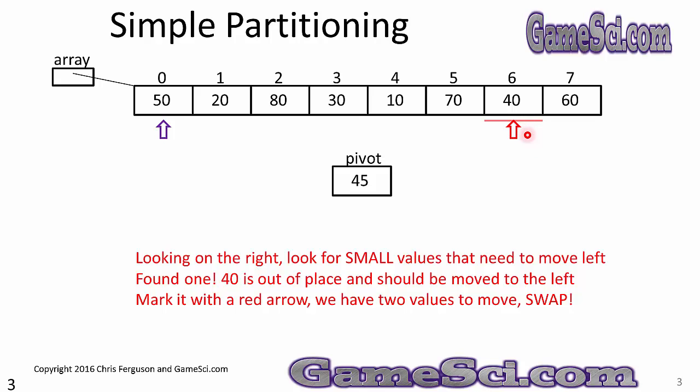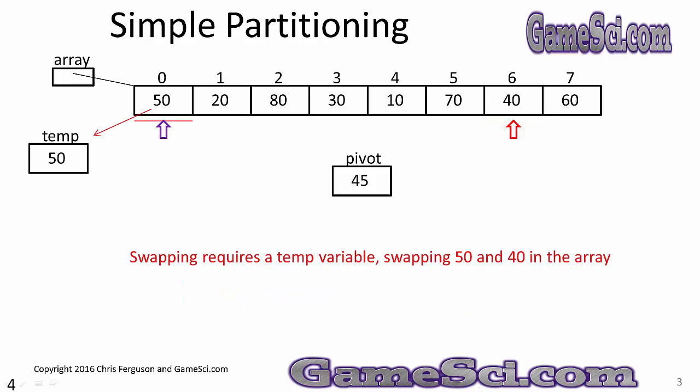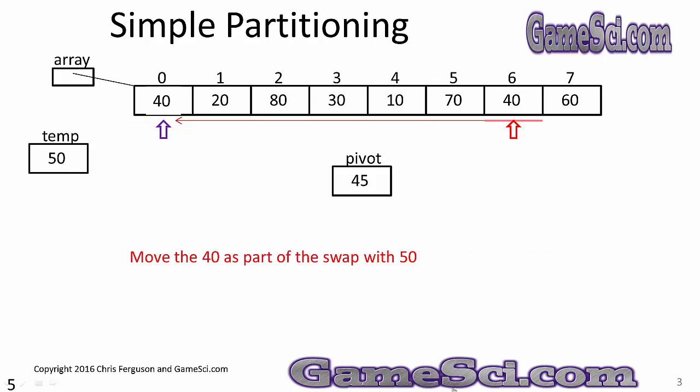Now we have two values. We have 50 on the left, which is too big, and we have 40 on the right, which is smaller. Now we have two values to move. Let's swap those two values. Swapping requires a temp variable. Swapping 50 and 40 in the array, let's move the 50 to our temp variable. Once 50 is safely over in the temp variable, move the 40 as part of the swap.